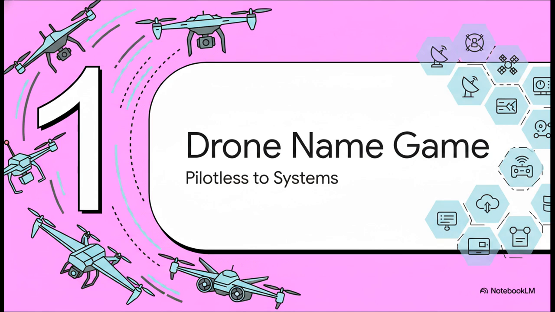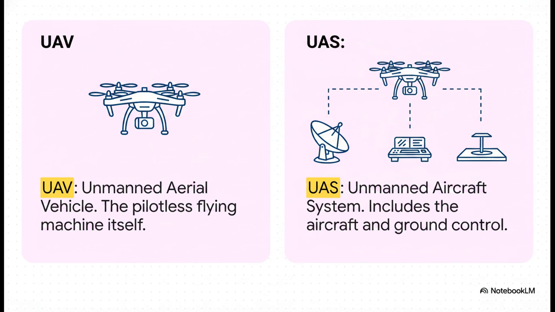Part 1. The drone name game. From pilotless to systems. First off, we need to tackle the fundamental difference between the flying vehicle itself and the entire operational system that actually keeps it in the air. UAV stands for Unmanned Aerial Vehicle. This strictly refers to the pilotless aircraft itself, the actual flying machine with a total absence of an onboard human pilot. But notice the shift to UAS, Unmanned Aircraft System.